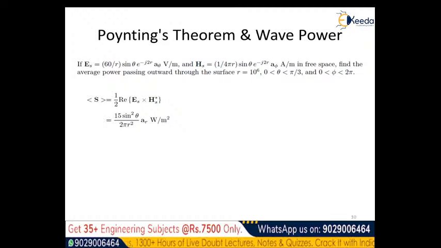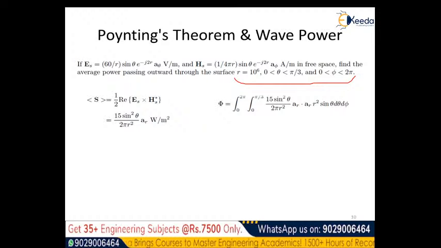So the real part obtained by this multiplication, divided by 2, gives the form 15 sine square theta divided by 2 pi r square. The unit vector describing the direction is AR. So this is the power density, measured in watts per meter square. As we have the given surface defined by r, theta and phi, the requested power we can denote with the symbol phi here, and we have the integrals over the surface.